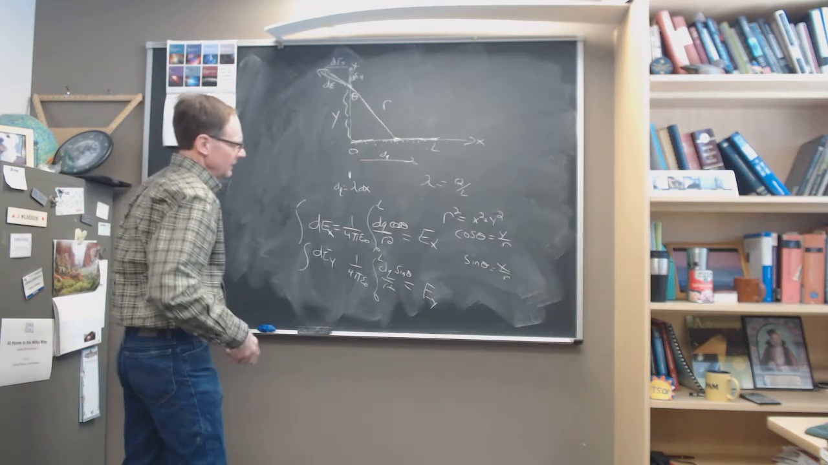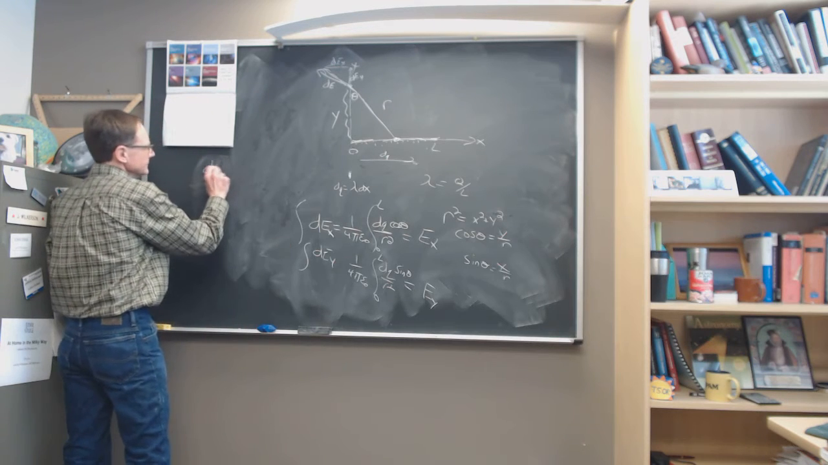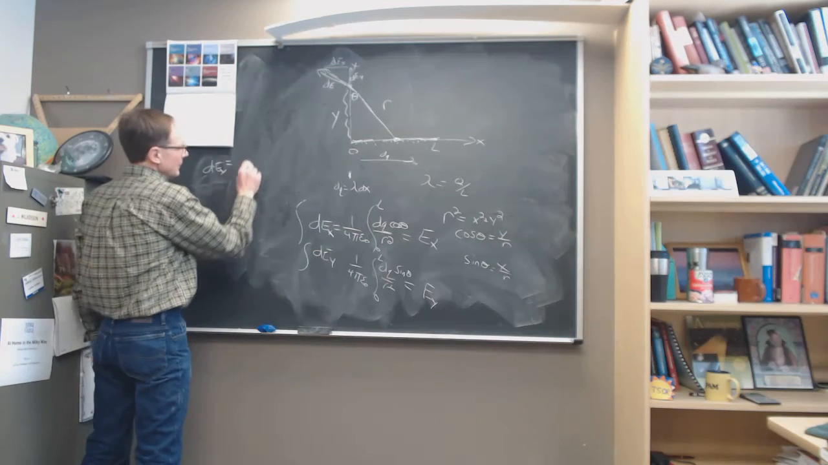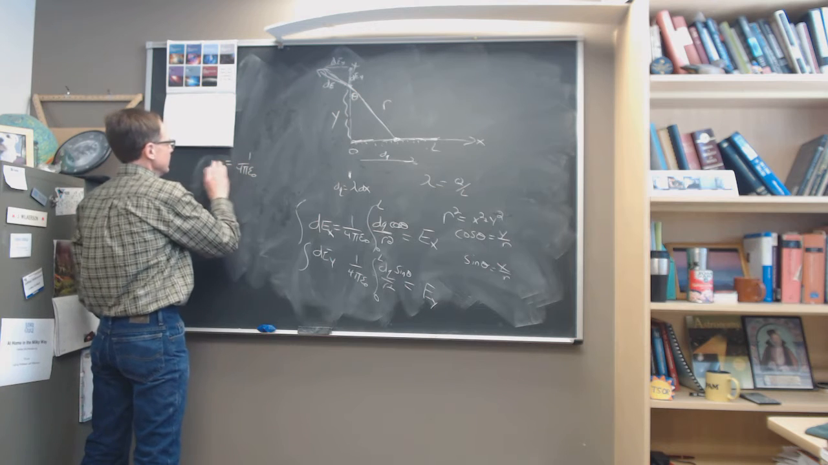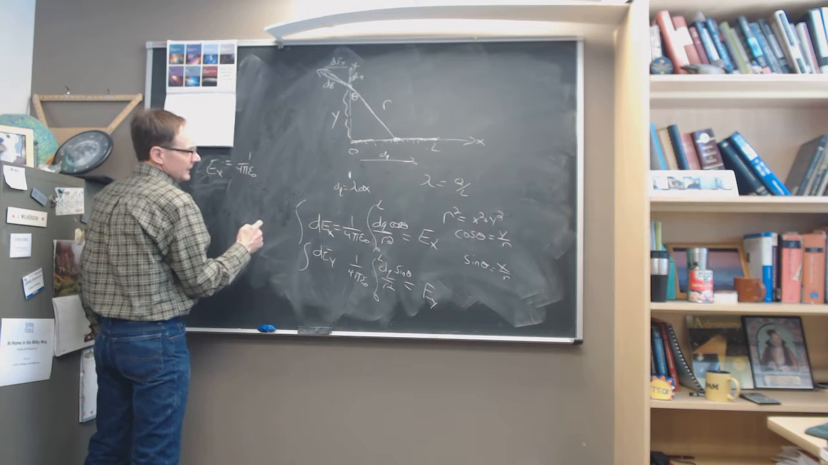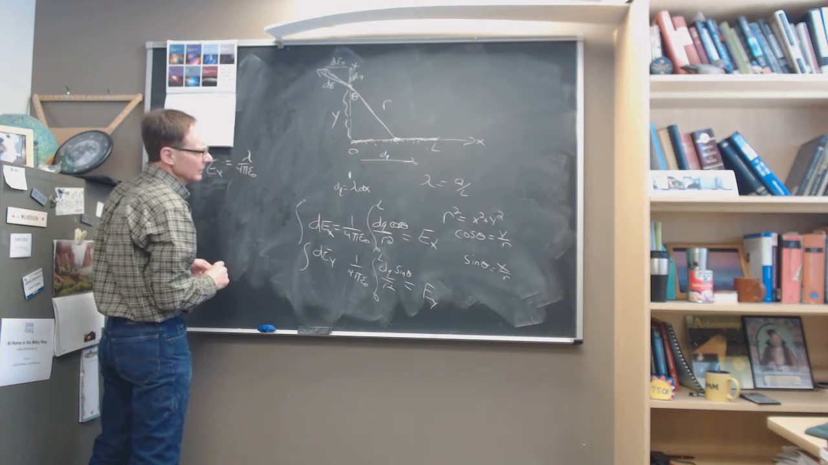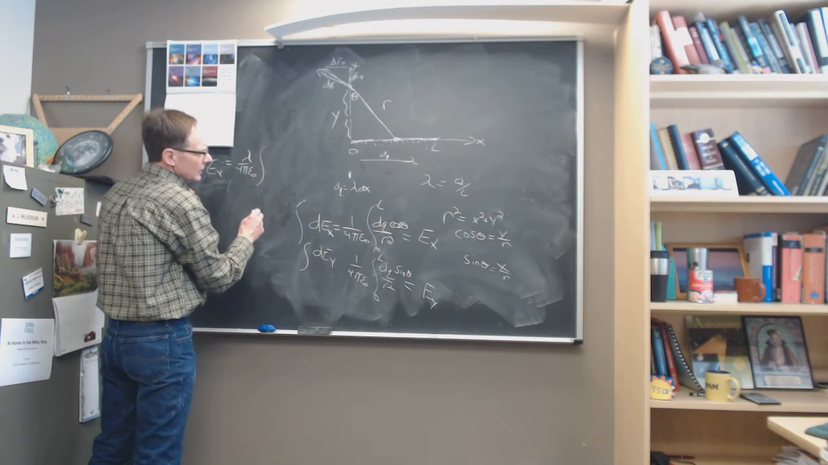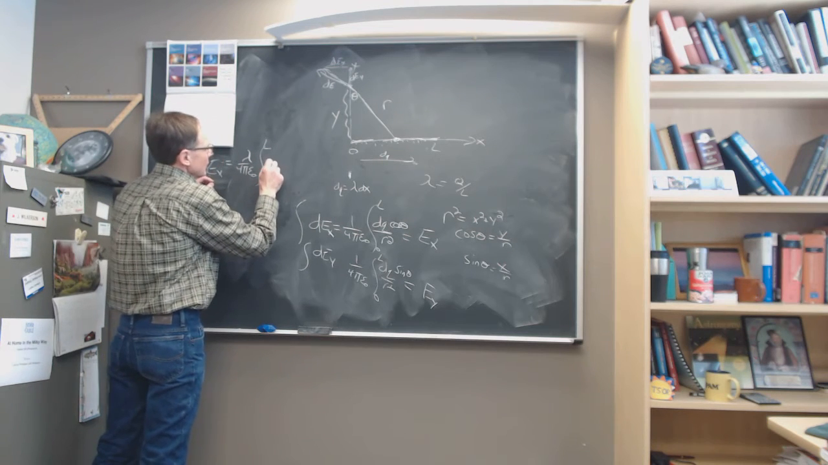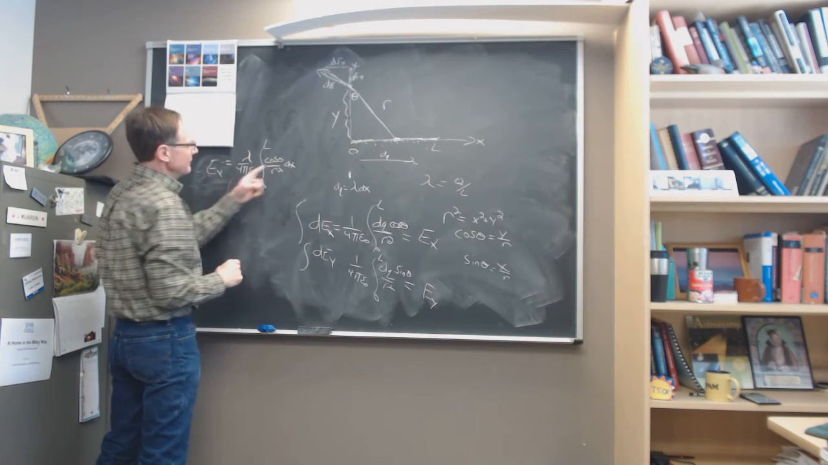So we can write this dE sub x is equal to 1 over 4 pi epsilon naught. Let's just get rid of the dE. Let's just say E sub x is equal to 1 over 4 pi epsilon naught. dq is lambda dx. So lambda is fixed. We're going to bring that outside the integral. And that's going to be the integral from 0 to L of cosine theta over r squared dx.